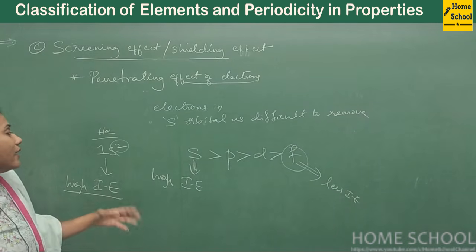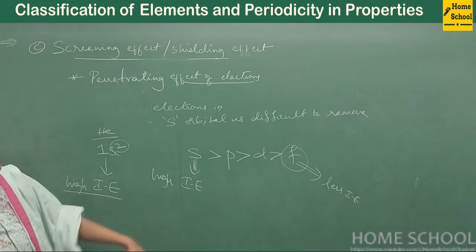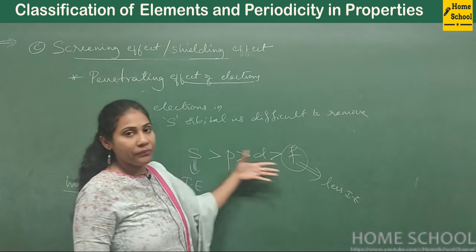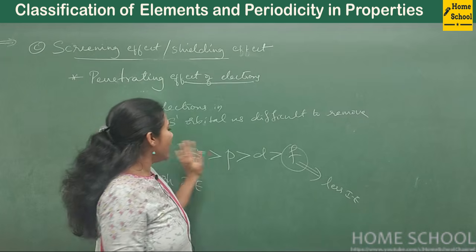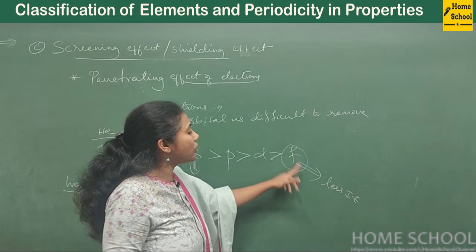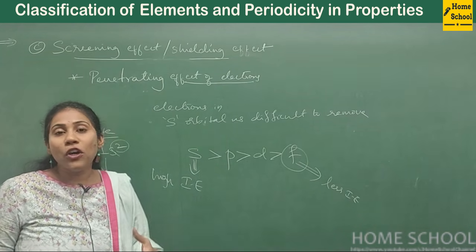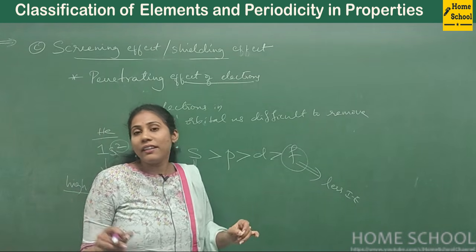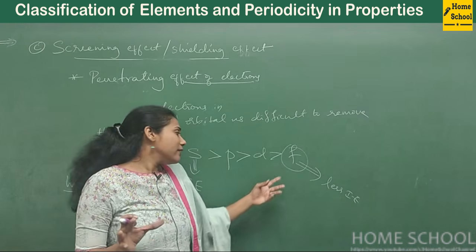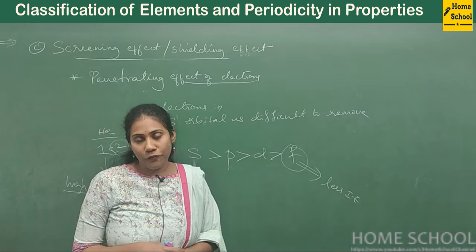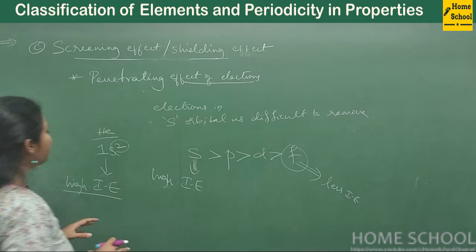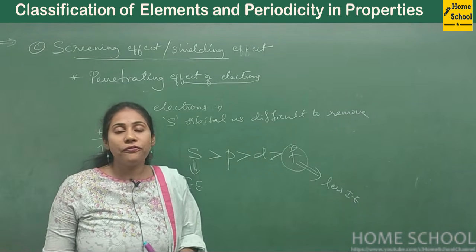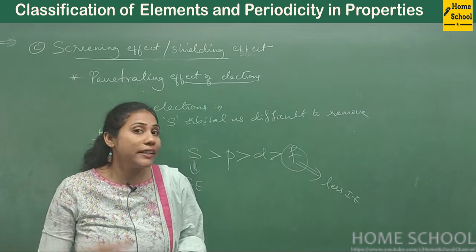So like this, it's very difficult to remove an electron in s orbital than an electron in p orbital, and this is the order. Compared to s and p, it's very easy to remove an electron from f orbital because f orbital is not very near to the nucleus. It is somewhere hidden. So that's why it's very easy to remove an electron from f orbital. So this is our fourth factor.